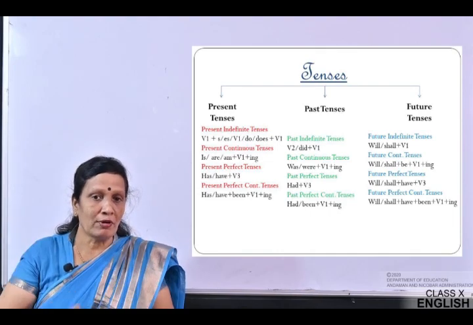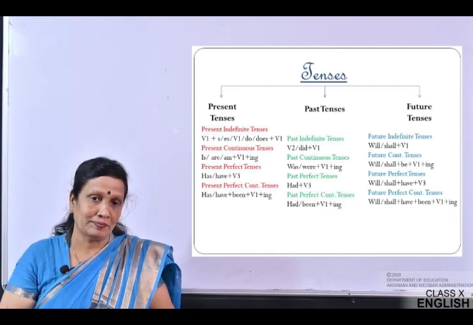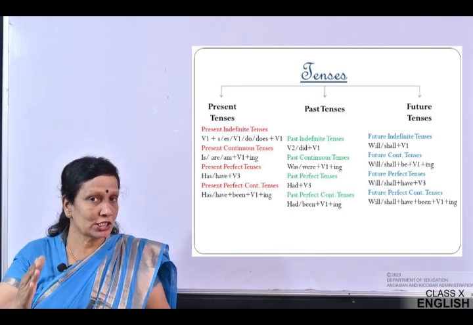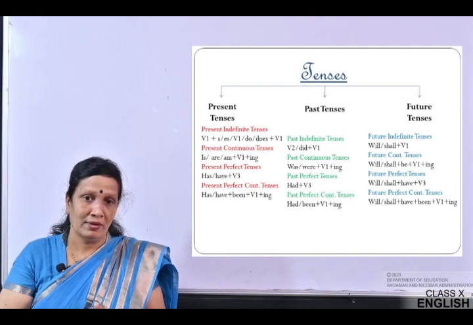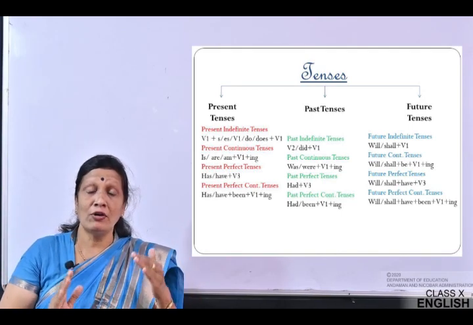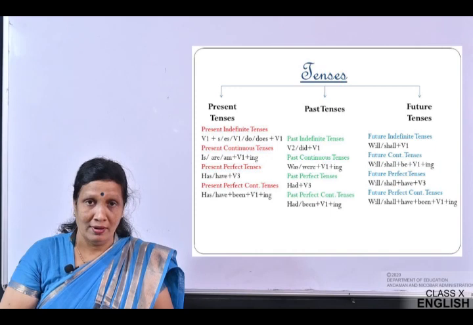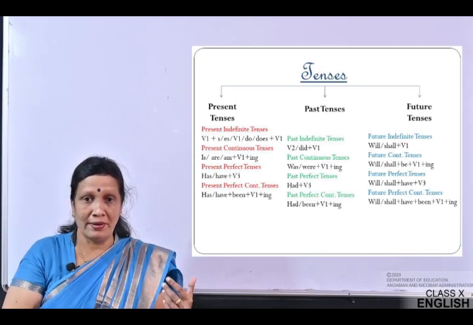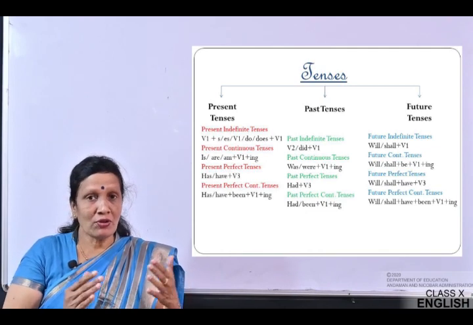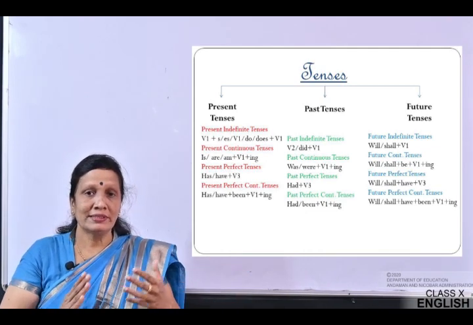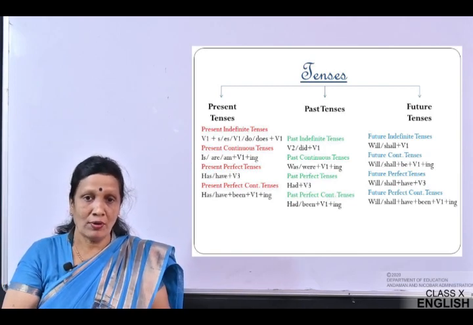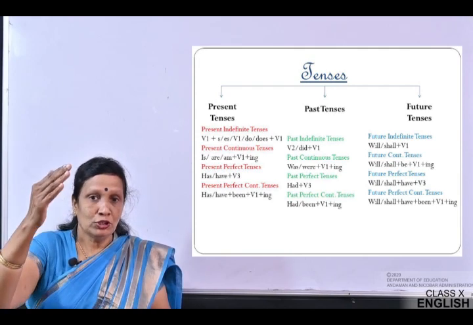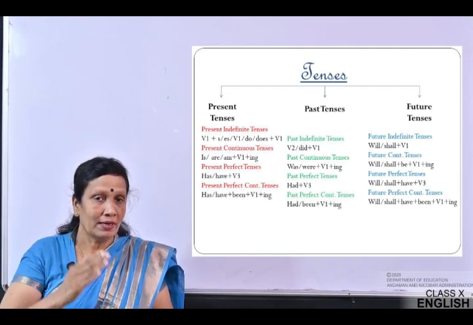Now present perfect continuous tense. Has, have plus been plus the first form of the verb plus ing. It has been raining since morning. I have been leaving this house for the last 1 year. The children have been playing in the ground since evening. So that is present perfect continuous. So we saw the different forms of verb in the present tense.